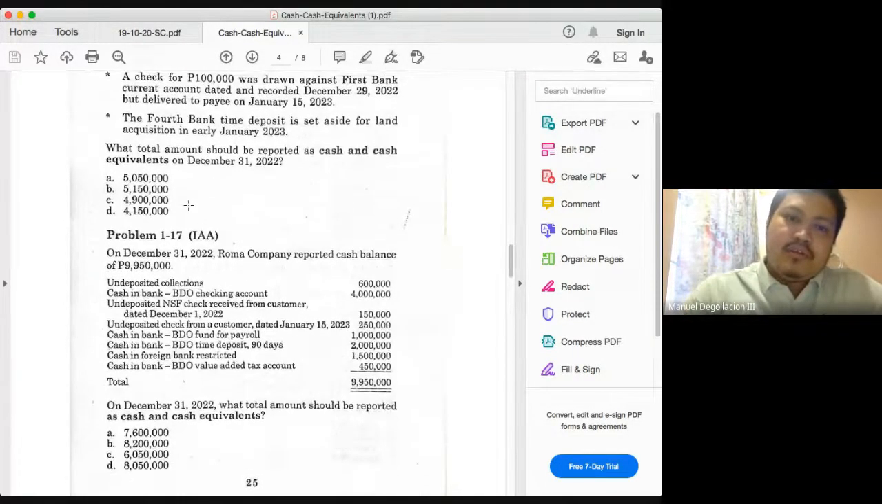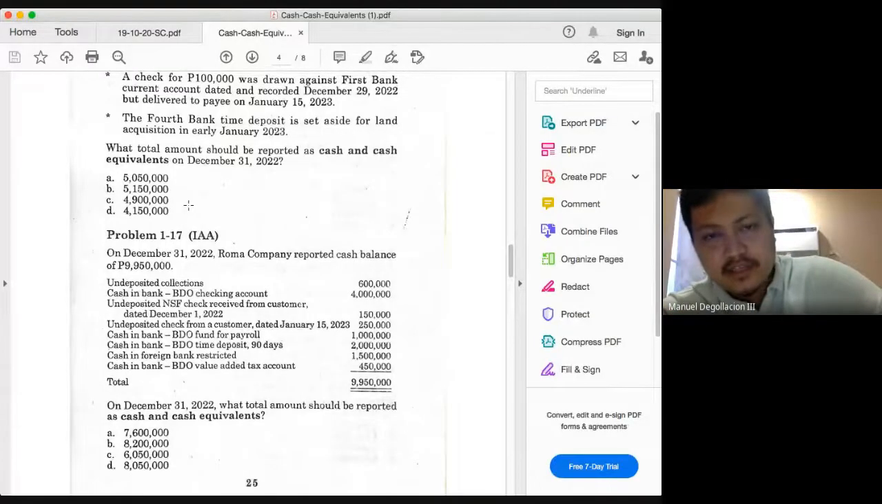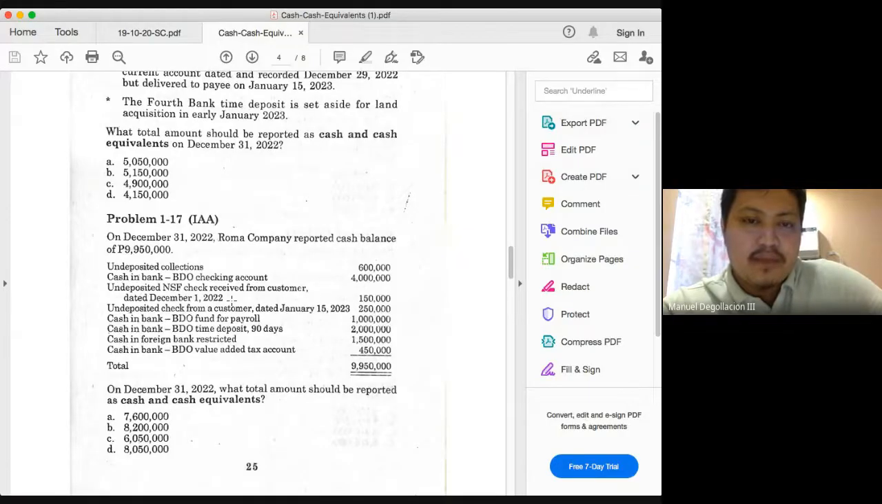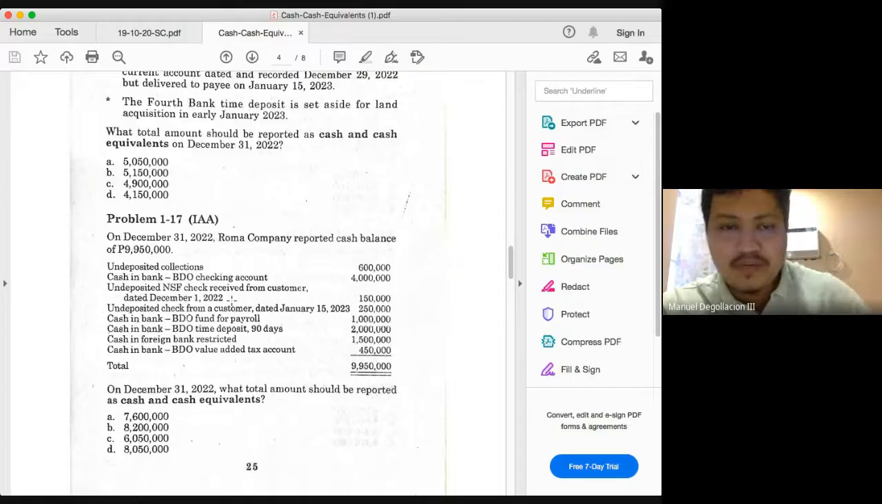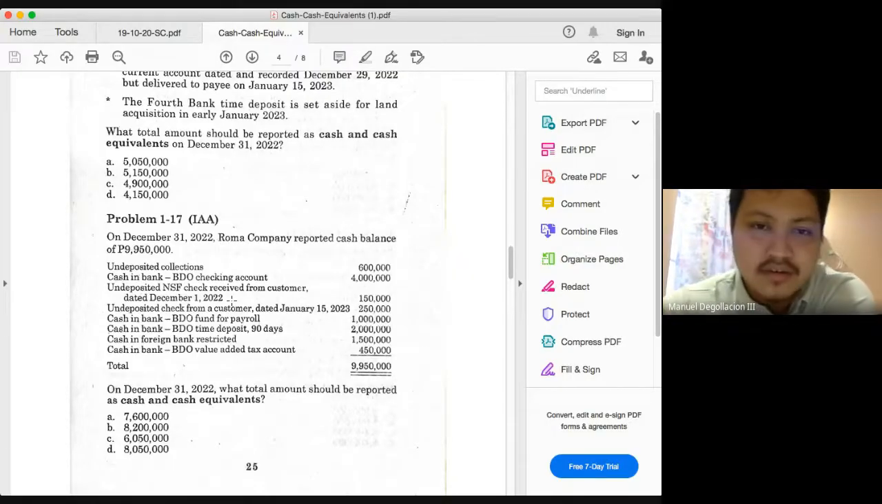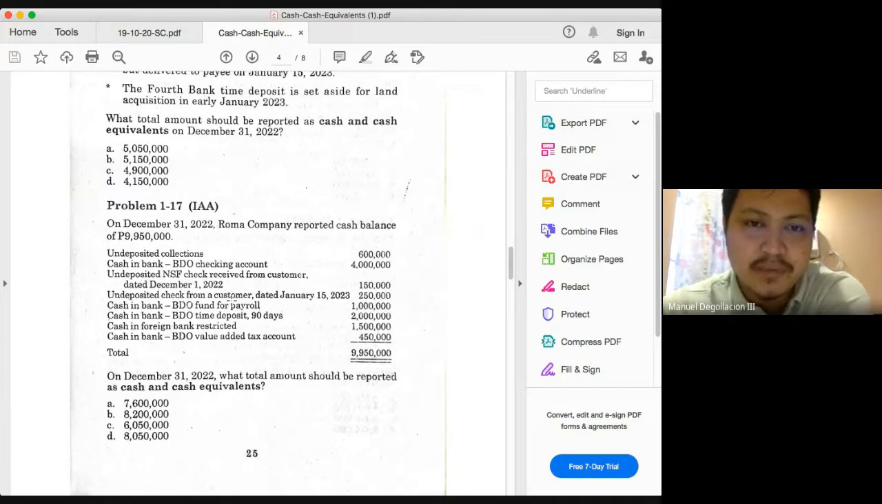I hope you're telling yourselves right now, class, that these problems are essentially very simple. Our difficulties, class, by midterm should not come from cash and cash equivalents. It should be on your loans, which is the topic after our accounts receivables.